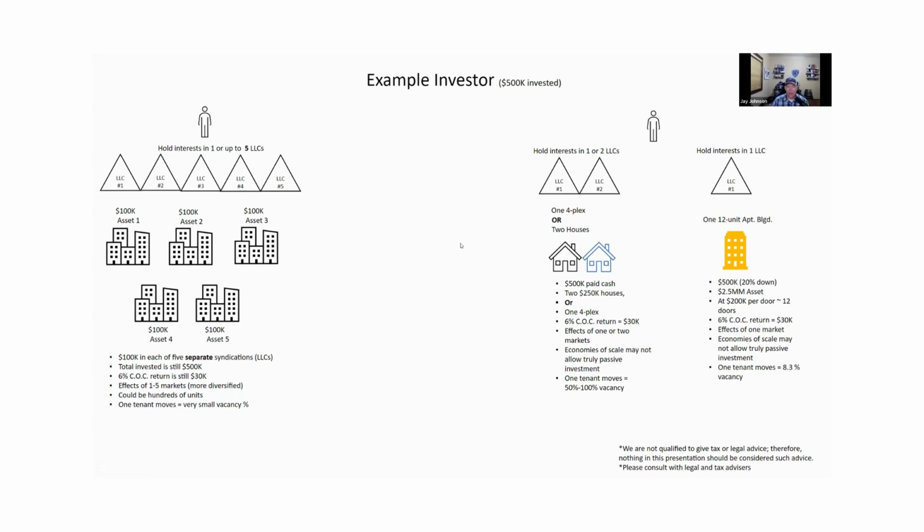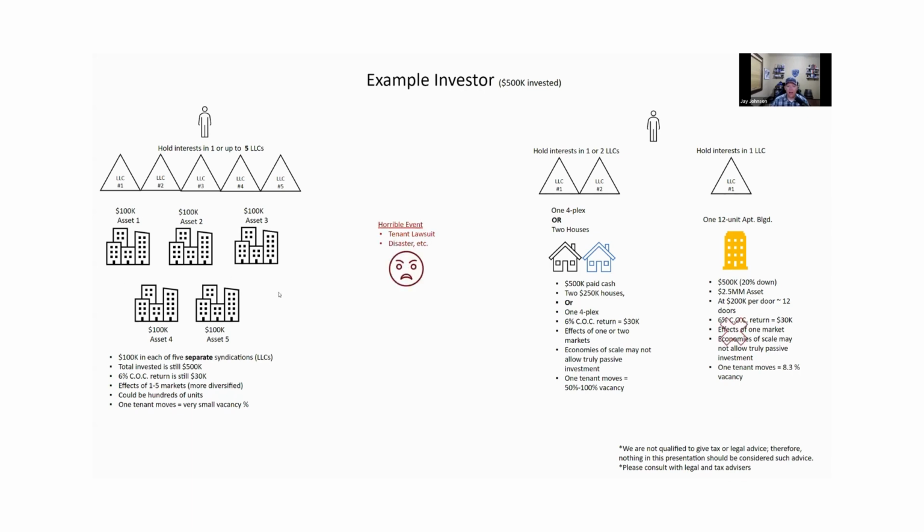And this is what I like about syndication. Not only do you share the fruits, but we can all share in spreading the risk across more things. It's kind of like a mutual fund on Wall Street instead of owning one stock. Kind of the same concept. And if one tenant moves out here, it's a very, very small percentage of vacancy.